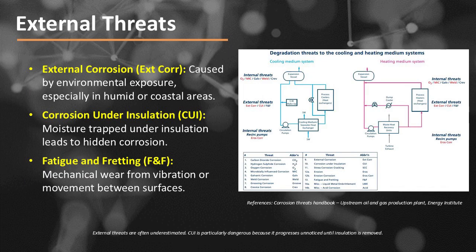External threats: external threats are often underestimated. CUI is particularly dangerous because it progresses unnoticed until insulation is removed. The most common external threats are the following. Number 1 is external corrosion, caused by environmental exposure, especially in humid or coastal areas. Number 2 is corrosion under insulation, or CUI: moisture trapped under insulation leads to hidden corrosion. And number 3 is fatigue and fretting, or FF, mechanical wear from vibration or movement between surfaces.